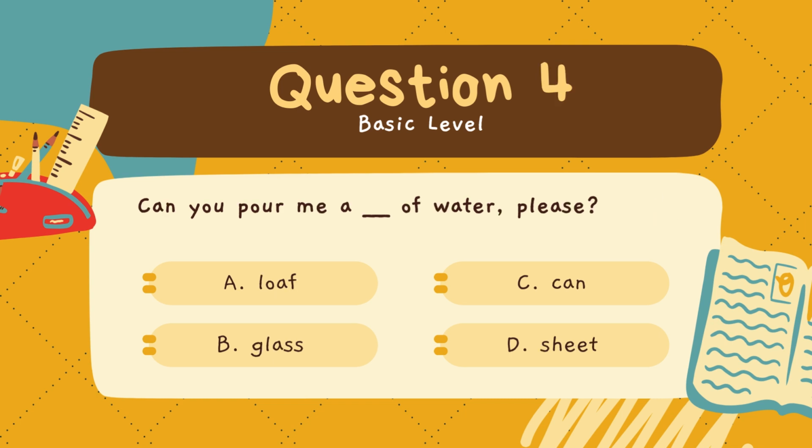Question 4. Can you pour me a of water, please? A. Loaf. B. Glass. C. Can. D. Sheet.